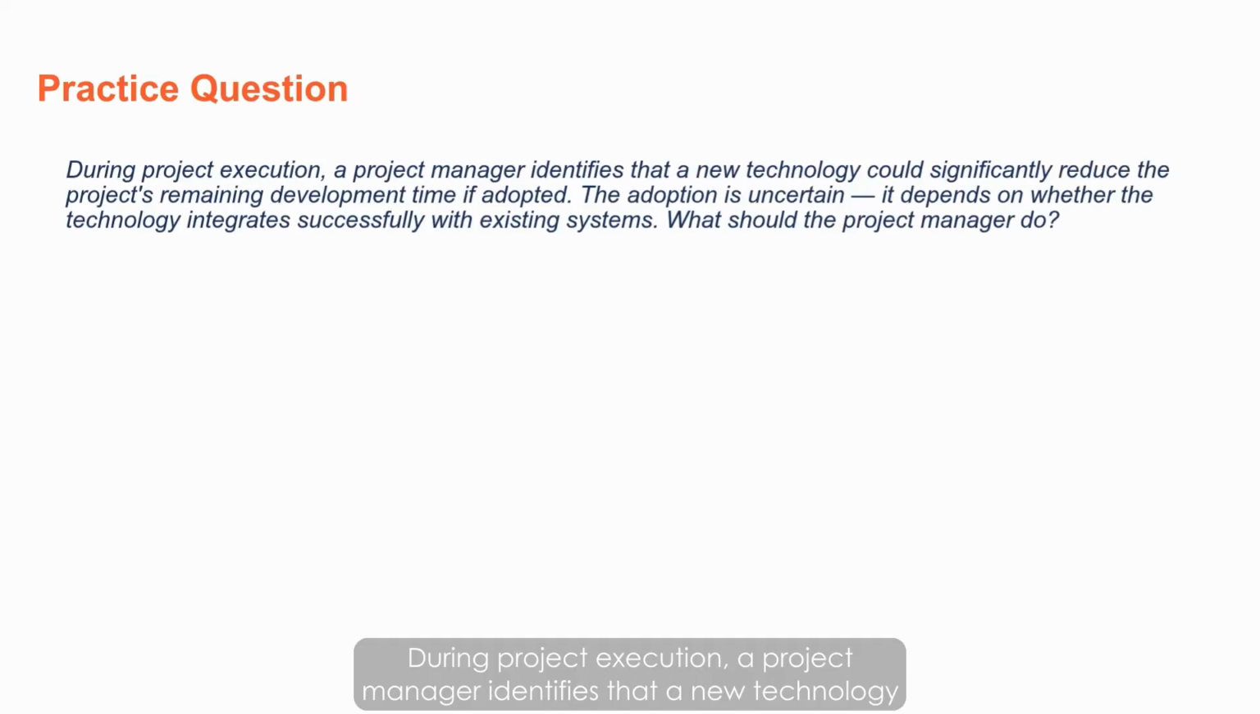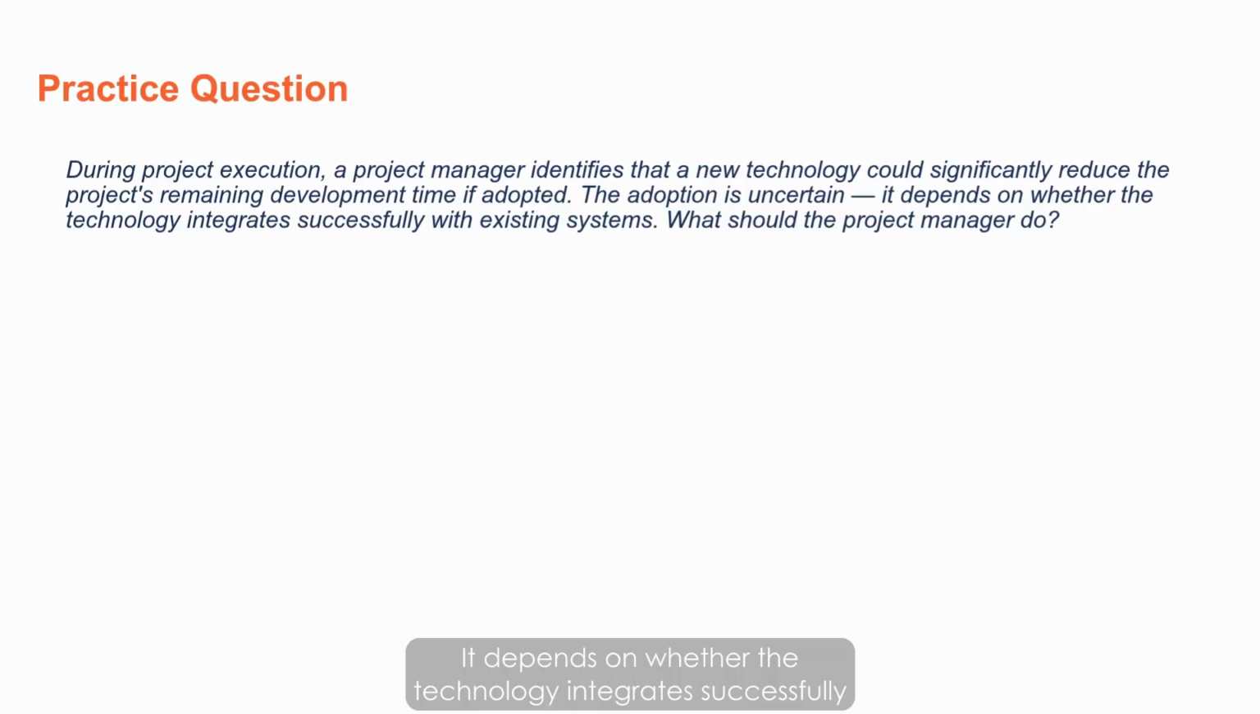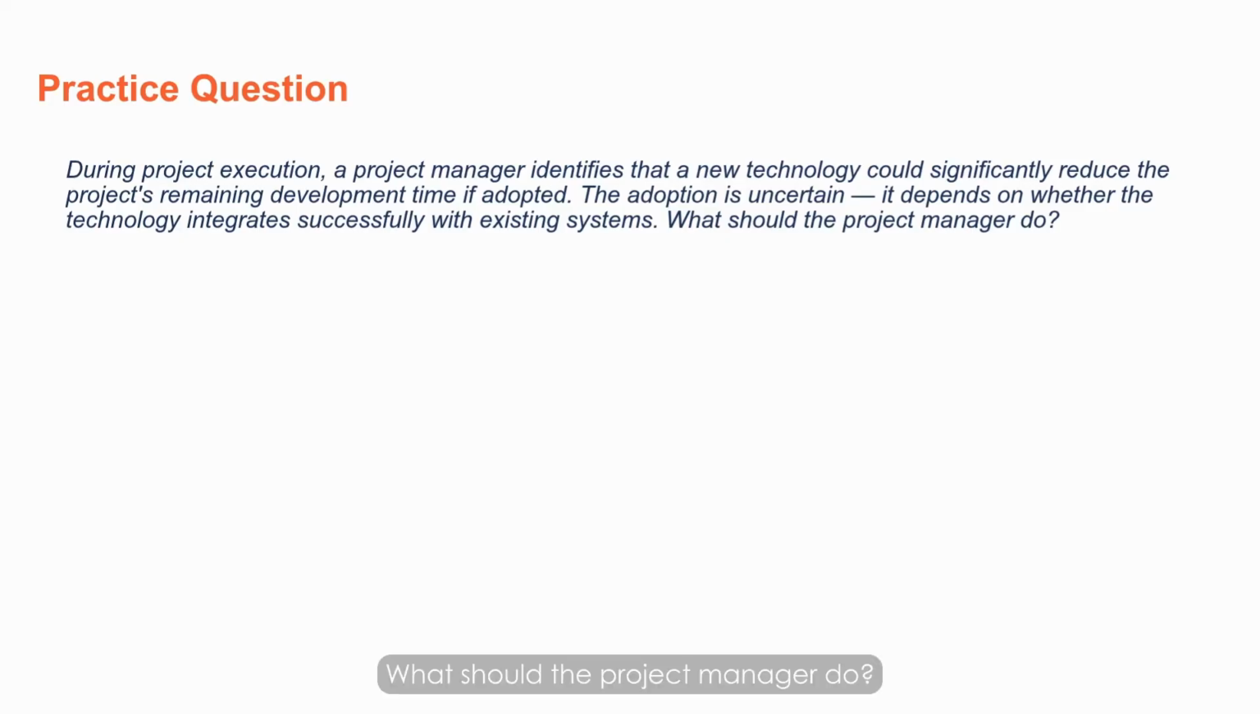Let's test your understanding. Question. During project execution, a project manager identifies that a new technology could significantly reduce the project's remaining development time if adopted. The adoption is uncertain. It depends on whether the technology integrates successfully with existing systems. What should the project manager do?